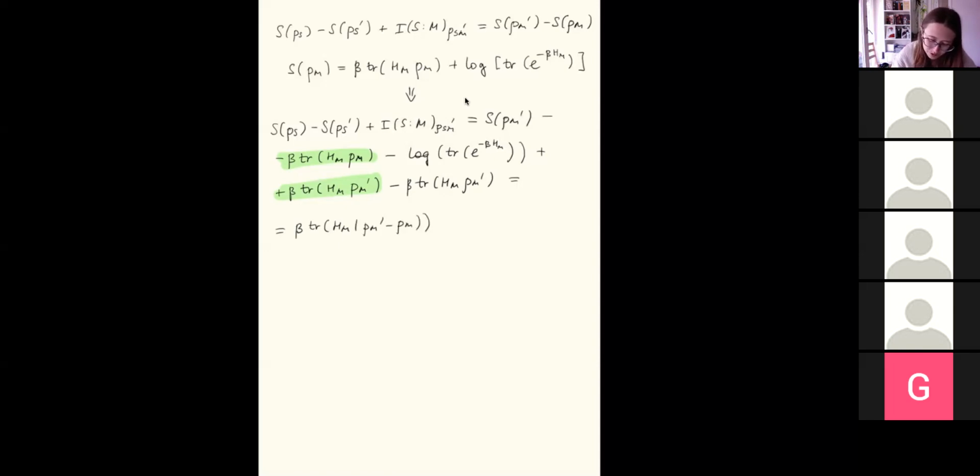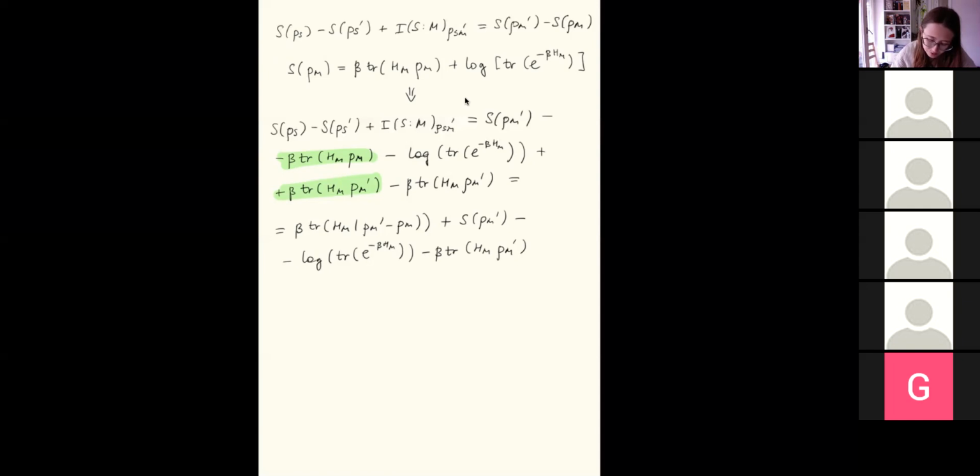What we are left with is the following: S of rho M prime minus log trace e to the power minus beta H_M minus beta trace H_M rho M prime.